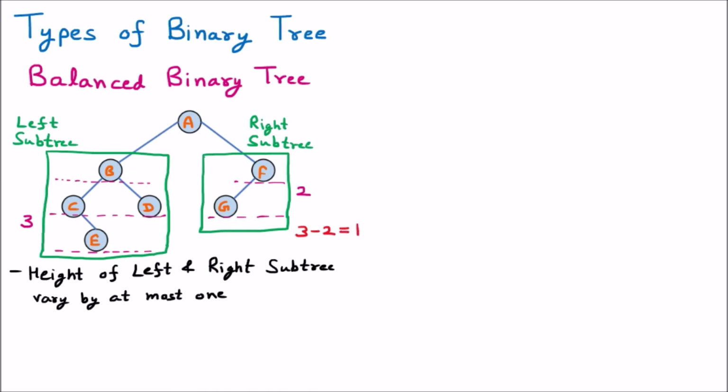This is the modulus sign here. Modulus means that if I take right minus left or left minus right, the maximum should be 1. It can be 0 also, 1 or minus 1. If I remove this mod sign, then it can be 1, 0 or minus 1. So if I subtract the height of left minus right, the maximum should be 1. So this is the balanced binary tree.